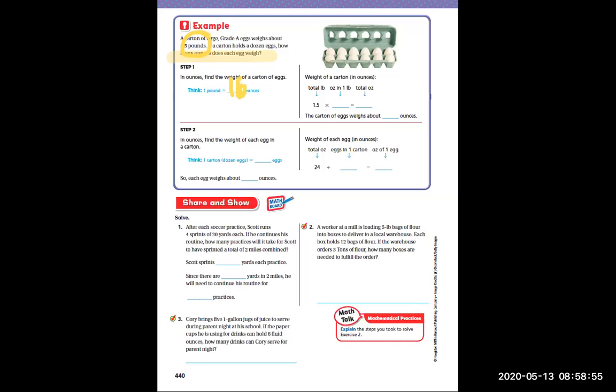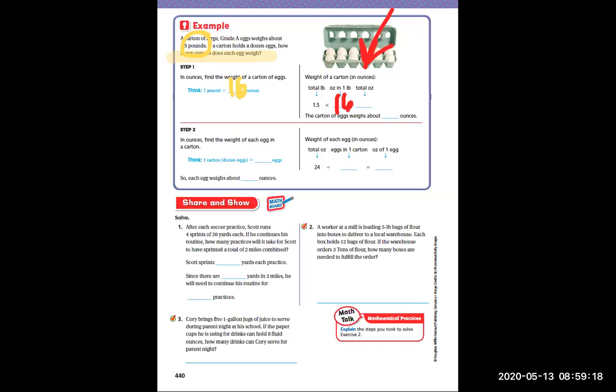And you don't have to memorize all these conversions, but you should have them listed in your notebook so you could easily find them. Okay? All right, so then what do we need to do here? The total weight, and I'm looking right here under the egg carton, the total weight was 1.5 pounds. And we know there are 16 ounces in 1 pound.